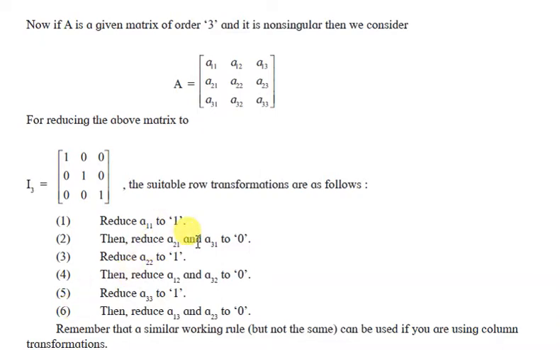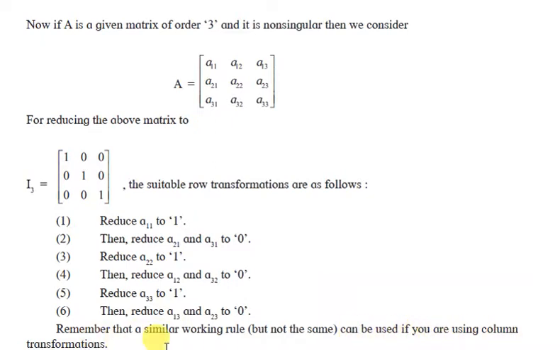Someone can split those 2 steps into different steps. So a maximum of 9 steps is possible, or a minimum of 6 steps is possible, for conversion to the identity matrix. Sometimes you will automatically get 1 at the place of A11 or A22 or A33. So at those times we have to skip that reduction to 1, or we have to follow the conversion of the remaining terms to 0. Remember that a similar working rule, but not the same, can be used if you are using column transformation.